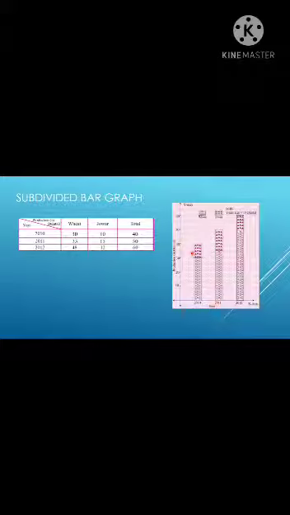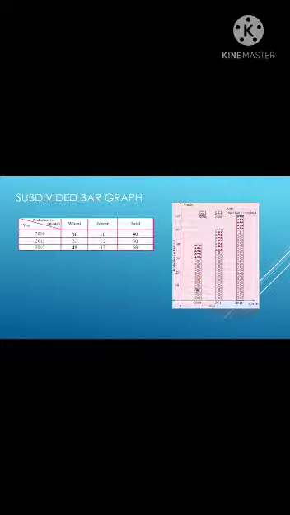When you are drawing a subdivided bar graph, first you draw the x-axis and the y-axis, and along the x-axis you represent the year, and along the y-axis you represent the production in terms of quintals. Whenever you are drawing the subdivided bar graph, see that you leave an equal gap between the bars or rectangles that you are drawing.